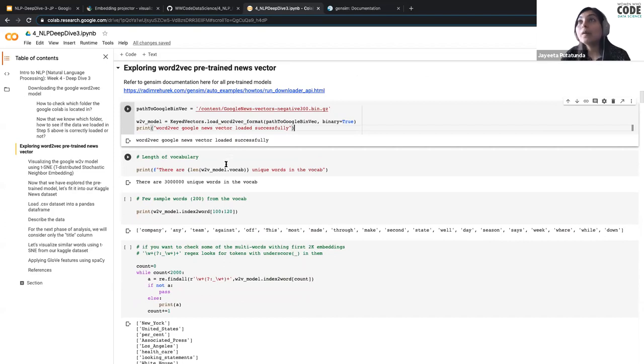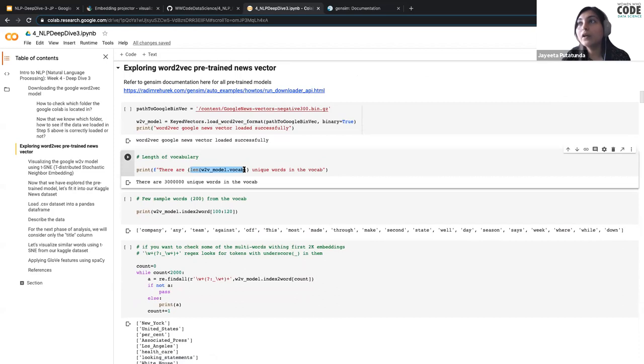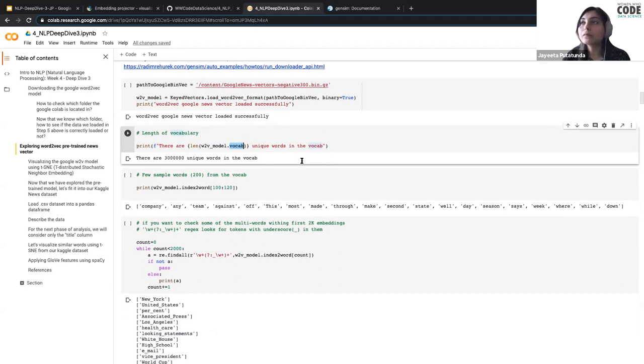Great. Now we want to explore this model that Google has already trained for us using a lot of news articles. If we want to know how many unique words are in the model that we just loaded, we run this function: length of the model we loaded in W2V_model, which is the variable name, dot vocab. It says it has 3 million unique words in the vocabulary. So it's a pretty big corpus, and we'll see how we can refer to it more.